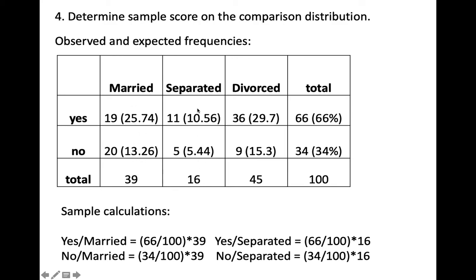Follow the same logic for separated and divorced. Essentially what we're saying here is show me 66% and 34% of 16, and show me 66% and 34% of 45. These are the calculations that support those numbers.